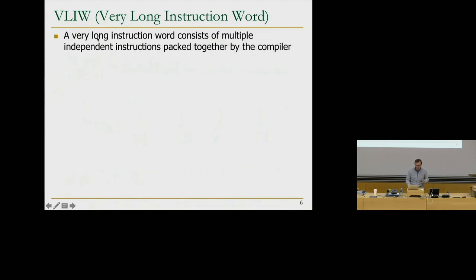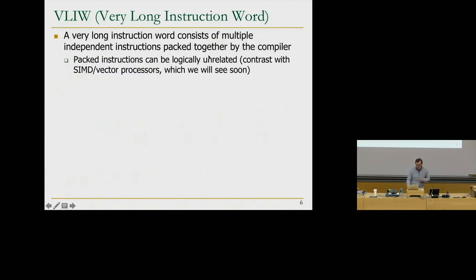Okay, so basically, what is a very long instruction word? It consists of multiple independent instructions packed together by the compiler. Packed instructions can be logically unrelated. One of them can be an add, load, multiply, divide. They can be completely unrelated to each other. And you will see the difference from SIMD or GPU-like architectures soon.